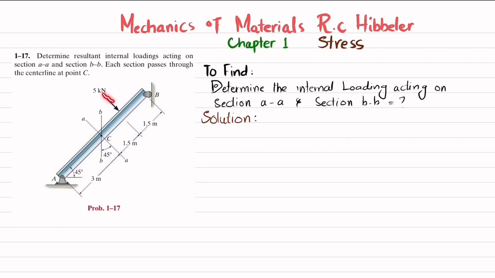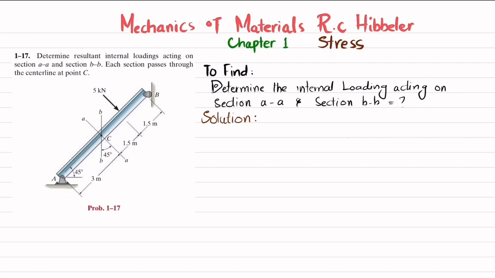And at this point we have a load of 5 kilonewton. So you have to find the internal loading in section AA. For that you have to cut the beam at this section and find the internal loading, and then you have to cut the beam at section BB and find the loading at point C. Both these sections are passing through center point C. So let's start with the solution.